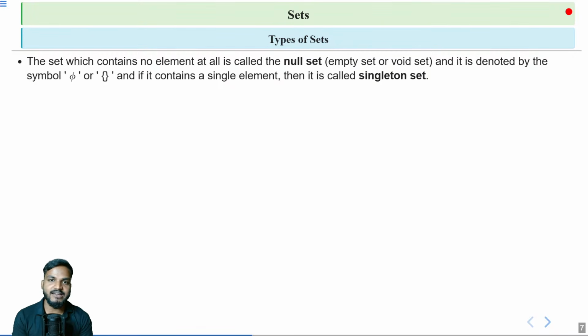And if a set contains a single element, there is only one element to that set, then it is called a singleton set.